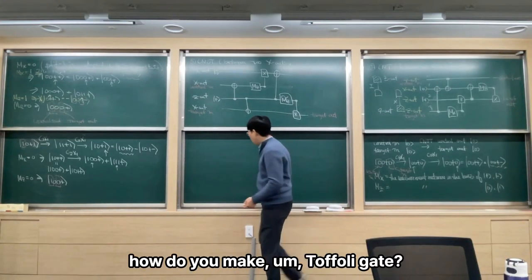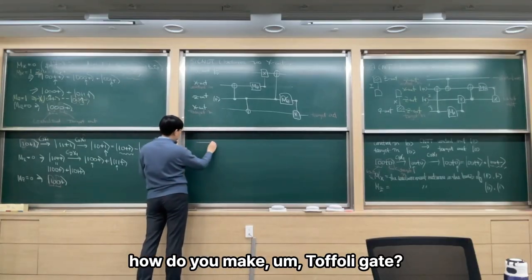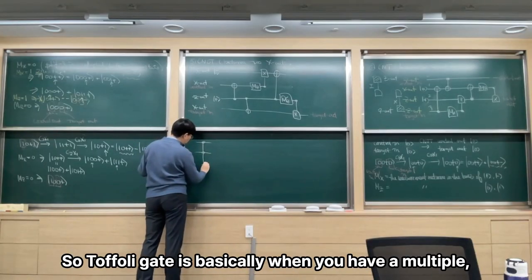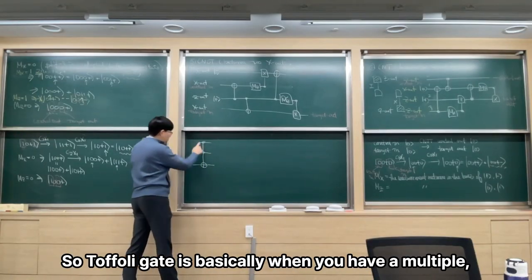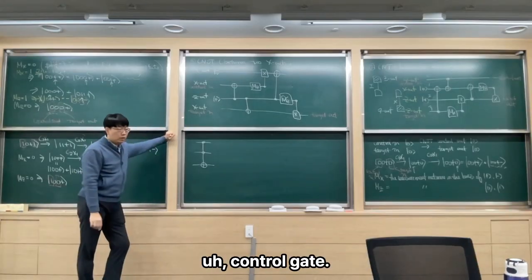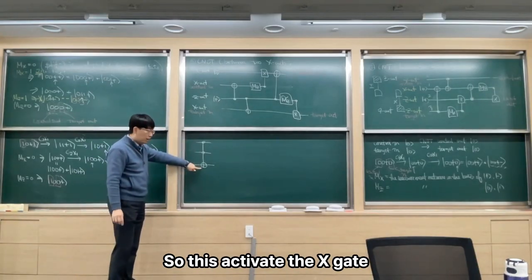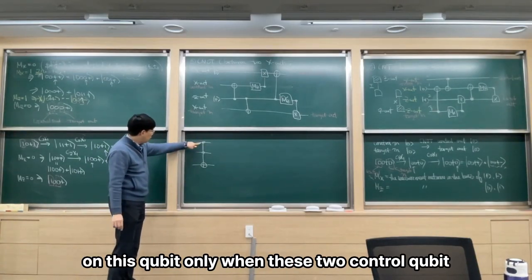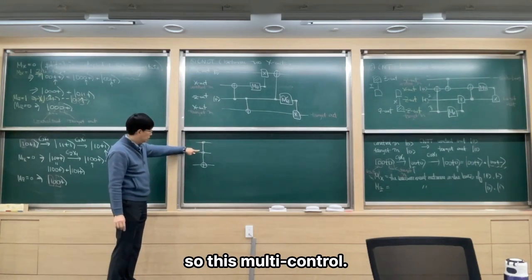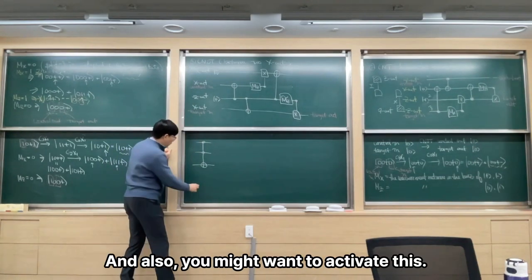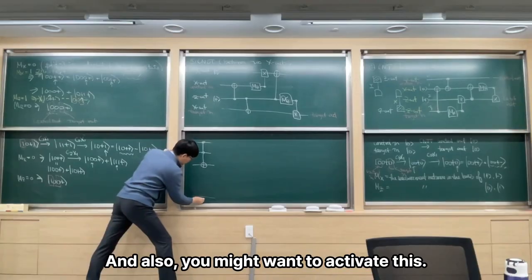So for example, how do you make a Toffoli gate? A Toffoli gate is basically when you have multiple control qubits. It activates the X gate on this qubit only when these two control qubits are in the 1 state. So this is multi-control. And also you might want to activate this.